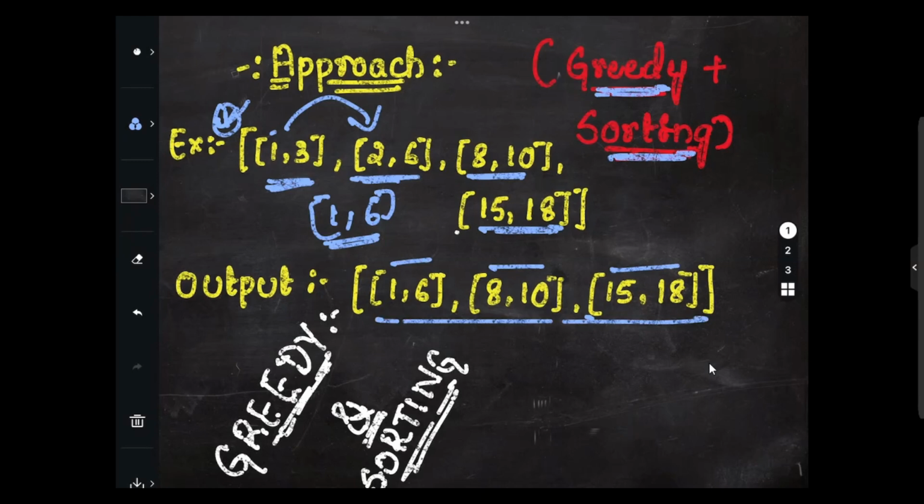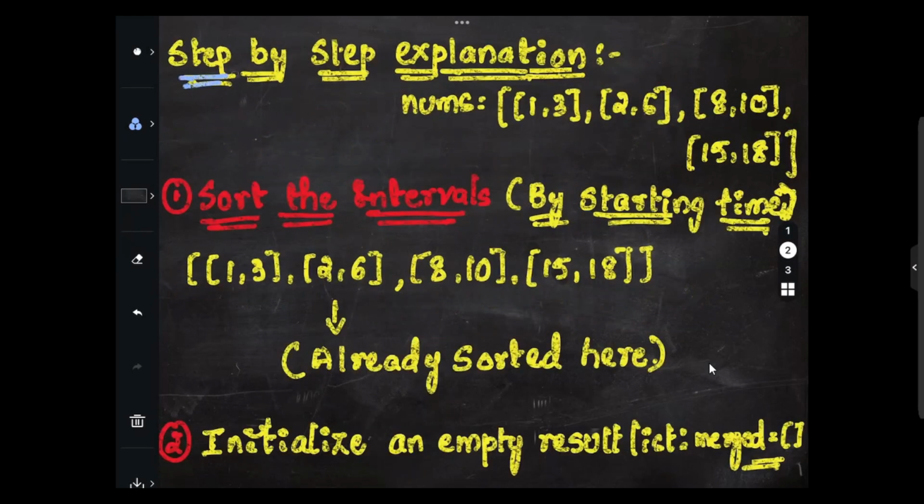So the output will be quite obviously 1, 6, 8, 10 and 15, 18. We have already discussed this one. Let's move on with the step-by-step explanation here. Nums is 1, 3, 2, 6, 8, 10 and 15, 18. This is fine. So the same first example we have considered here.